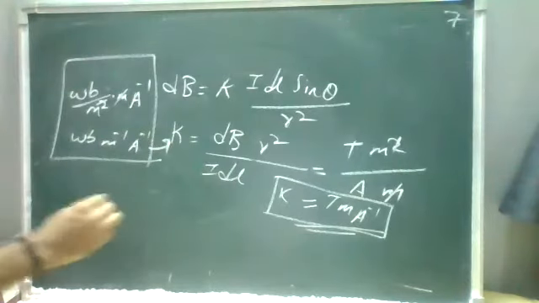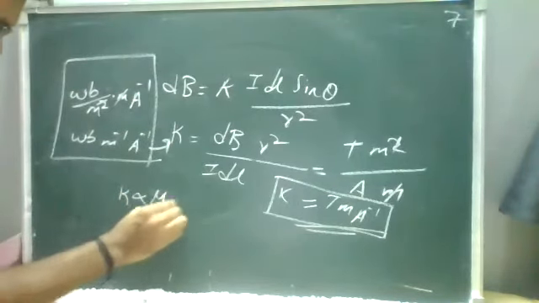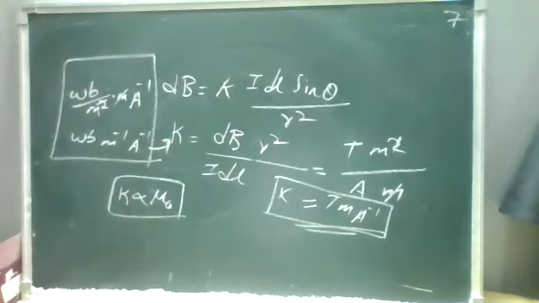K and mu naught are proportional to each other, so both are having the same units.